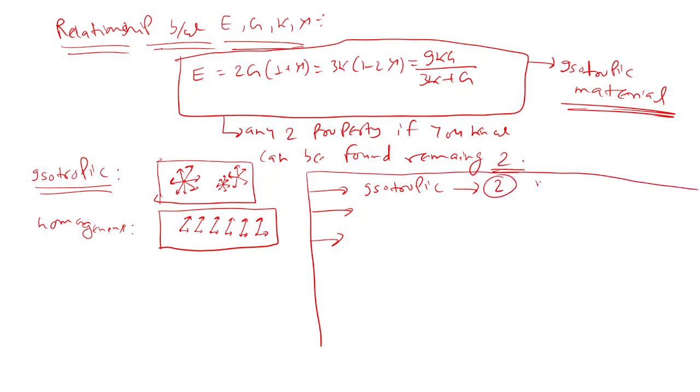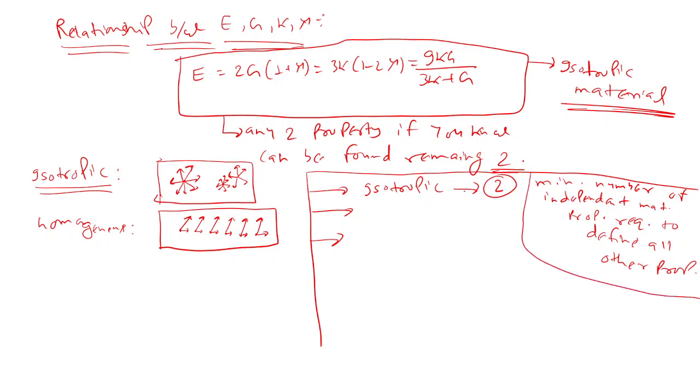Minimum number of independent material properties required to define all other properties. So for the isotropic we need only 2, because here we saw that if we know any 2 properties, we can define all others. And for the orthotropic, what is the orthotropic material? Can anyone define?